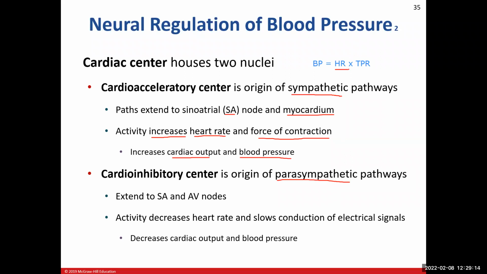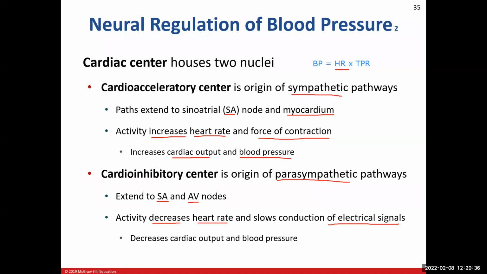Now, the cardioinhibitory center deals with the parasympathetic nervous system. And as we know, we're going to use the vagus nerves, cranial nerve 10. And we have the vagus nerve affecting both the SA node and the AV node. And it's going to slow things down by decreasing the heart rate, but it also slows conduction signals.